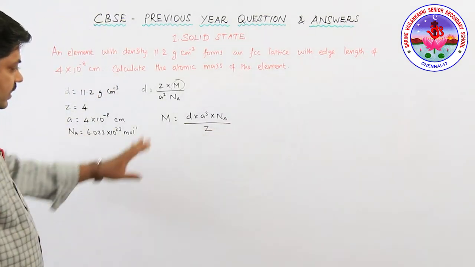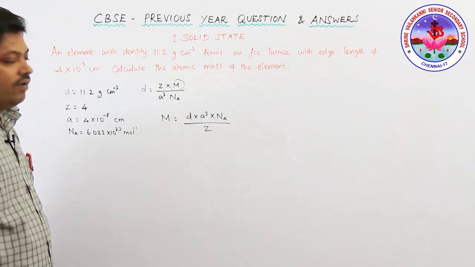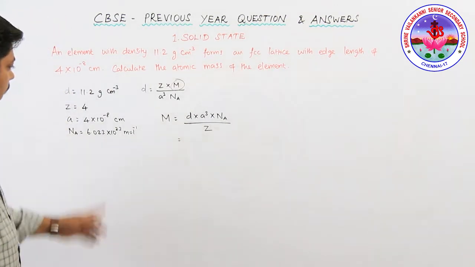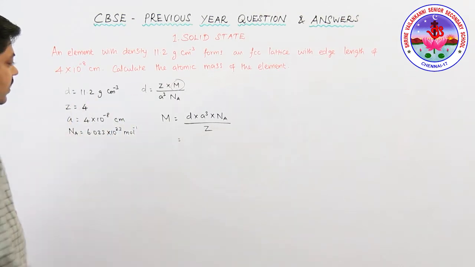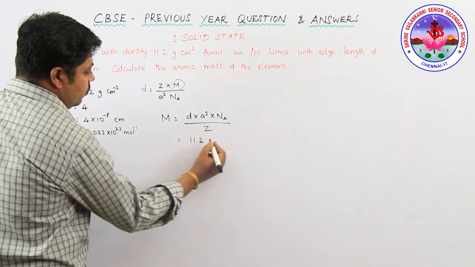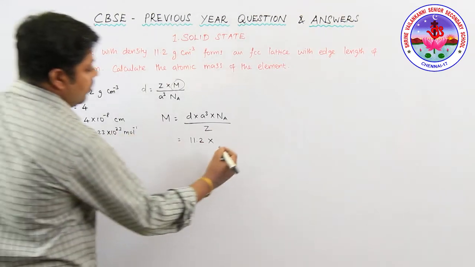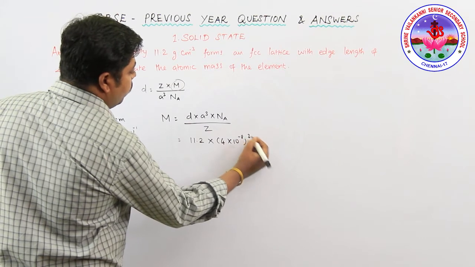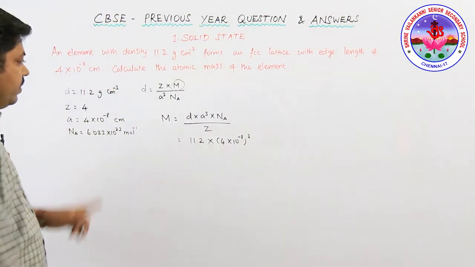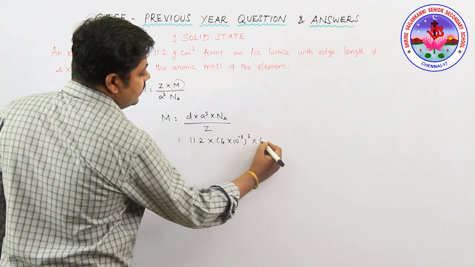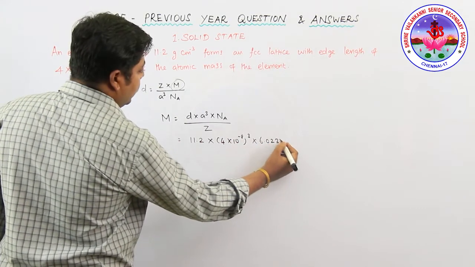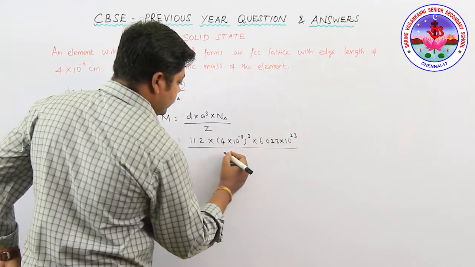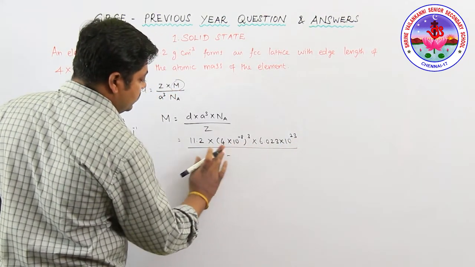So this rearranged formula gets half mark. Now apply this value. So applying this value, D is 11.2. Then A is 4 into 10 power minus 8 to the whole cube. Then because of A cube into 6.023 into 10 power 23 divided by Z. So Z is 4.